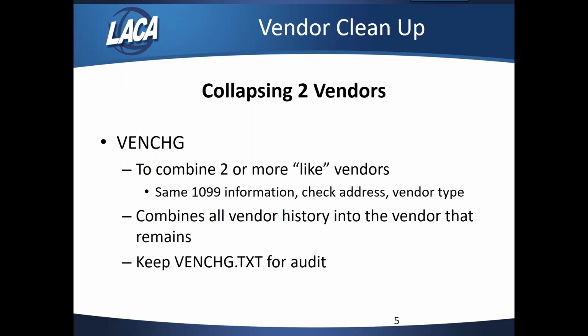The Ven Change program does have some checks and balances built in, so it will give you a report with some error messages if you have anything that you should clean up before combining 2 vendors. But when you actually execute that program, it's going to combine all the vendor history into one vendor record. So all the check information and invoice information will be associated with that one single vendor. And we recommend you keep the venchange.txt that results from that program for audit purposes.